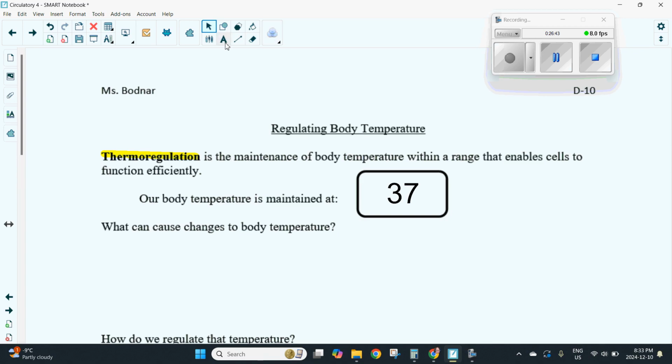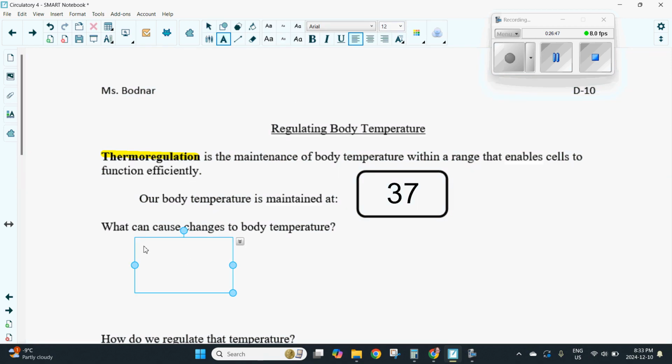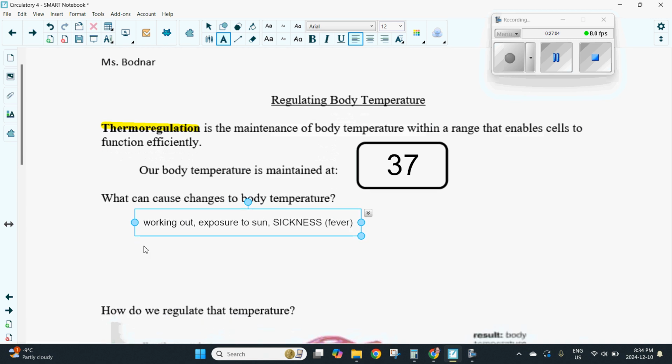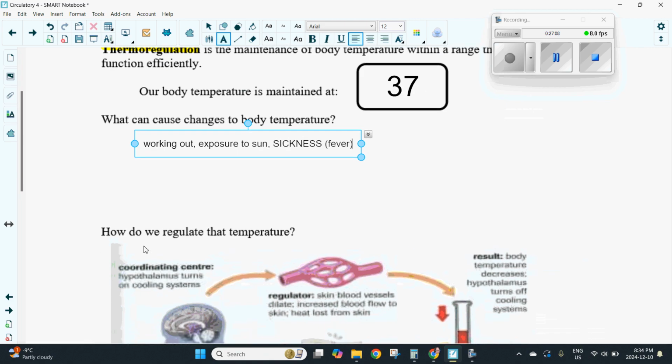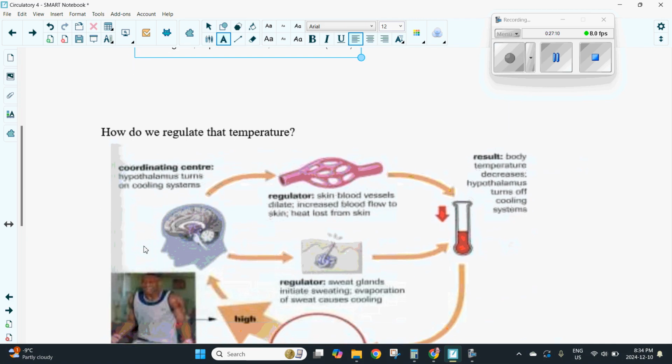So what can cause change to body temperature? Well, working out, exposure to sun, okay, and then the big one is sickness. A fever is an important bodily process that happens, and we'll talk about that more in detail in our next chapter. So how do we regulate the temperature?